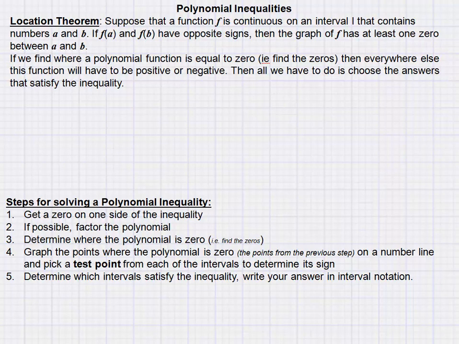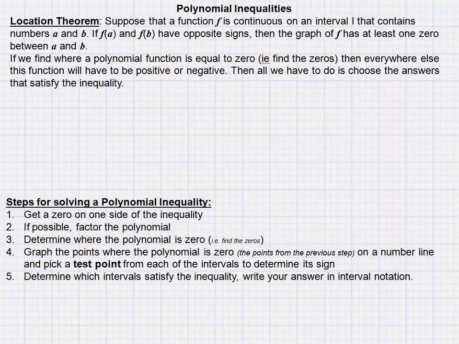To this point, we've been talking about polynomial functions and polynomial equations. So this lesson is about polynomial inequalities. When we're dealing with a polynomial inequality, a lot of the things that we've done so far with polynomial equations are involved, but there's a few more steps. Ideally, what we're trying to do is solve a polynomial inequality.